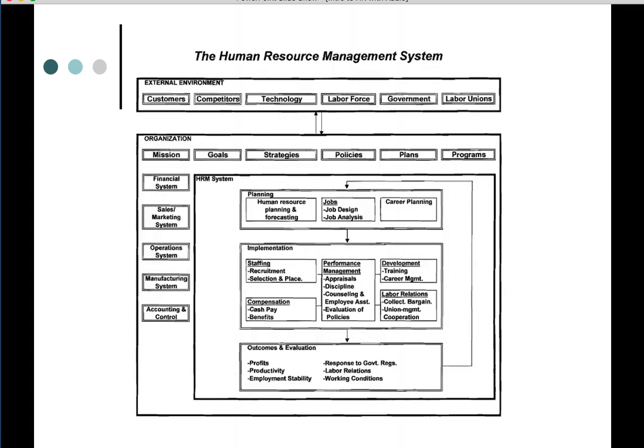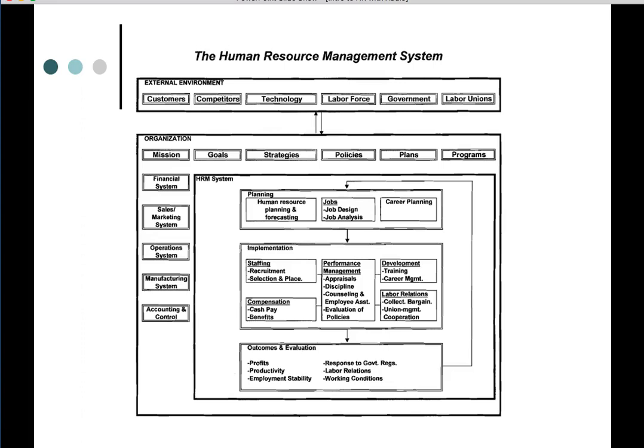Our next slide is the HR system model. And the HR system model is broken down into a number of different levels. But at the highest level, we see the external environment. And in that external environment are things like our customers and our competitors and the impact of technology and government regulations and the labor force and things like that. And the two-way arrow there indicates to us that what goes on in that external environment impacts the organization. What goes on in the organization impacts the external environment.